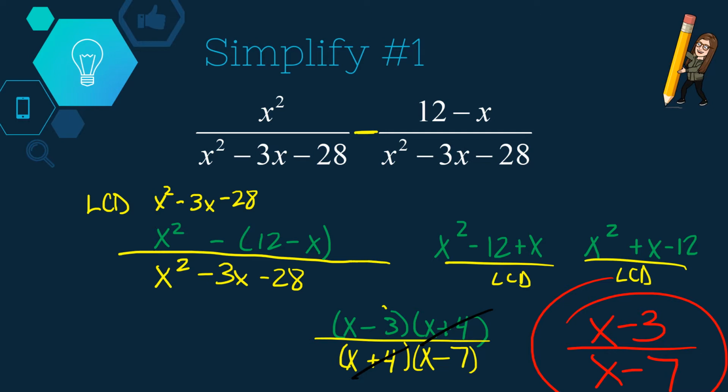So key thing on this example, we already had the common denominator. The key thing is when you're subtracting all of it, parentheses make a difference.